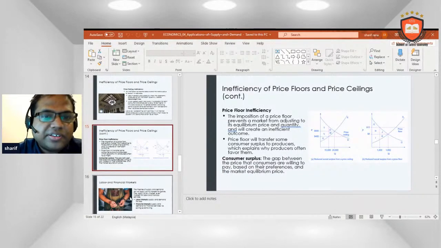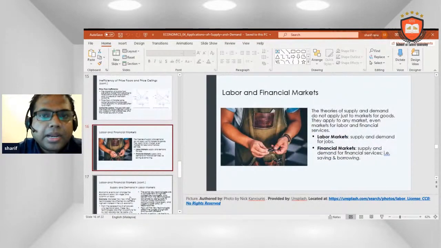Price floor inefficiency. The imposition of a price floor prevents a market from adjusting to its equilibrium price and quantity and will create an inefficient outcome. A price floor will transfer some consumer surplus to producers, which explains why producers often favor them. Consumer surplus is the gap between the price that consumers are willing to pay based on their preferences and the market equilibrium price.